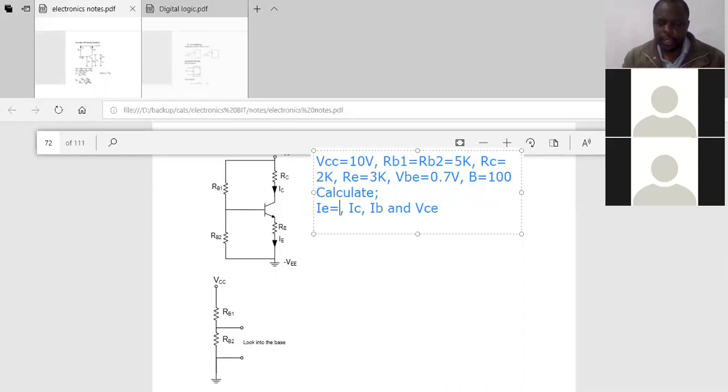IE, what did you get? I have 1.43. 1.43 milliamperes, eh? Yes. IC. IC I have 1.86. IC is 1.86.